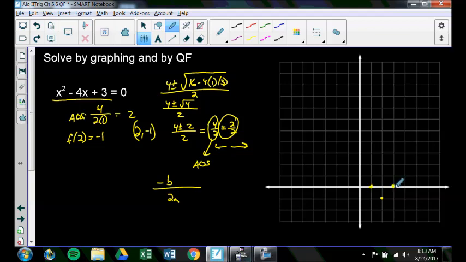This comes out to, if I do 4 plus or minus 2 over 2, that becomes 6 over 2 and 2 over 2, which is 3 and 1. The roots are at 3 and 1. The AOS was here. But this distance of 1 and this distance of 1 is the distance from the AOS to the roots. And that little distance piece inside the quadratic formula can be really useful in certain situations and problems.